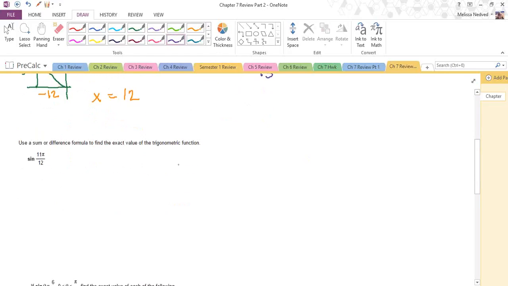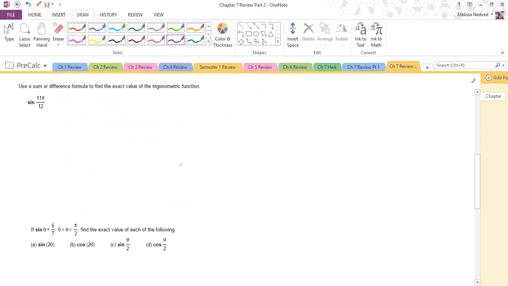Use the sum or difference formula to find the exact value of the trig function sine of 11 pi over 12. So exact value means we don't want to put it in our calculator to get a rounded answer, but I run into the issue of 11 pi over 12 not being a position on my unit circle. So how can I find the exact value? Well, that's what we're going to use the sum or the difference formula for. Now remember when we did these in class, I told you a lot of times there are multiple right ways to get the same answer.